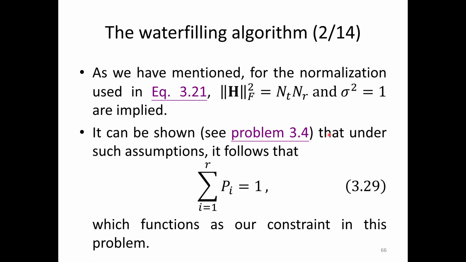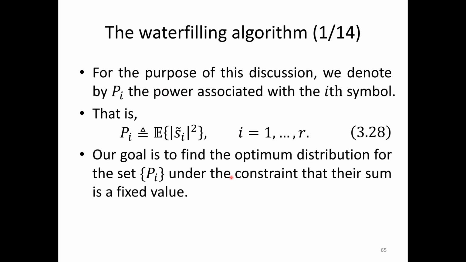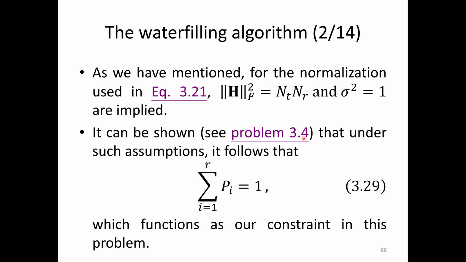So under such assumptions, it follows that the summation of Pi for i equal to 1 to R is equal to 1. What is Pi? Let us go back to the previous page. Pi is defined as the expectation of the square of the absolute value of S tilde i, where i is equal to 1 to R, which functions as our constraint in this problem.